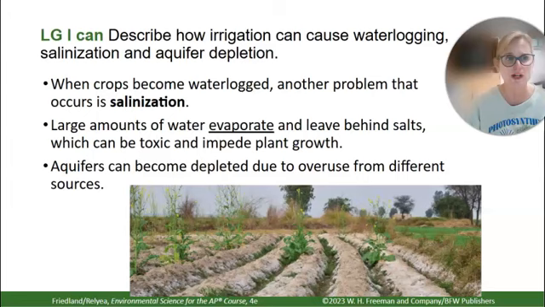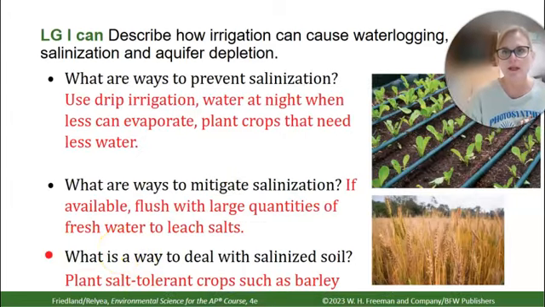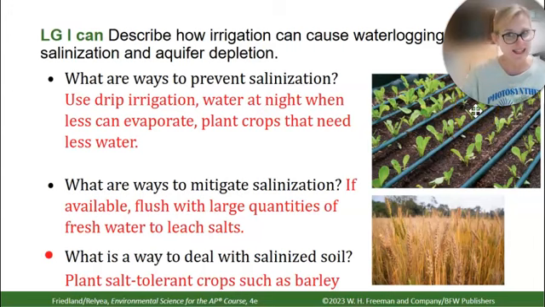Tiny amounts that build up over decades. Okay, so how do we prevent this from happening? Drip irrigation has very little evaporation. That can prevent it. We can water at night when the sun's not out, so less evaporates. You can also plant crops that need less water, so less evaporates.